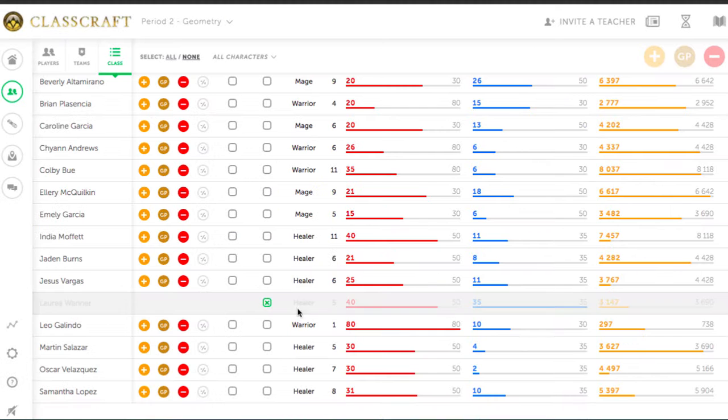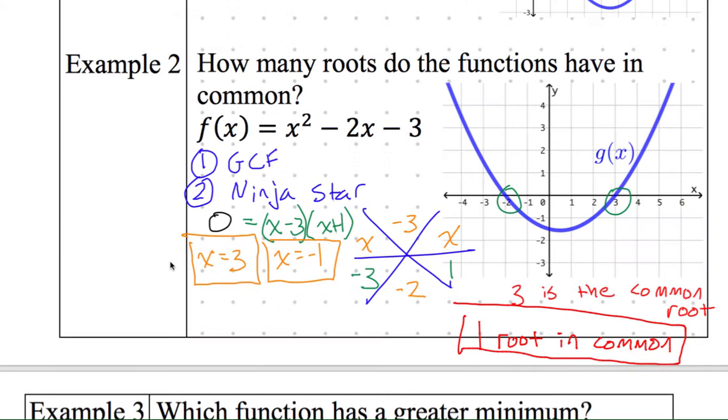Marble for Cheyenne, XP for Cheyenne. And I have your card now.